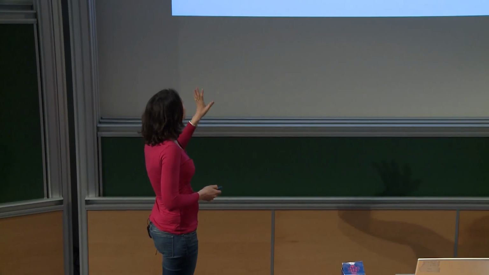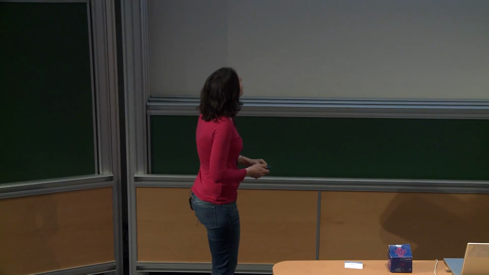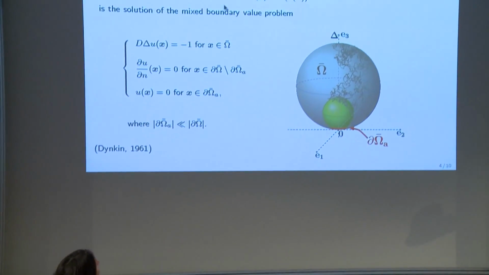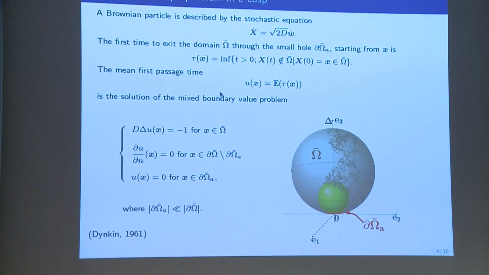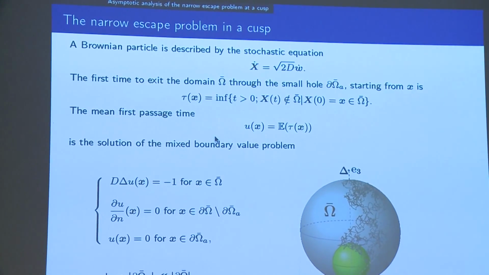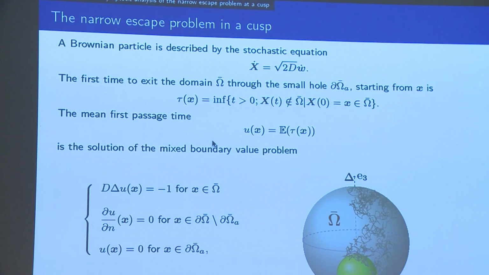So I will present now the asymptotic analysis we did for this narrow escape time. So the narrow escape problem we have here is the following. A Brownian particle is described by a stochastic equation, X dot equals square root of 2D w dot. D is the diffusion coefficient of the particle, and w dot is white noise.